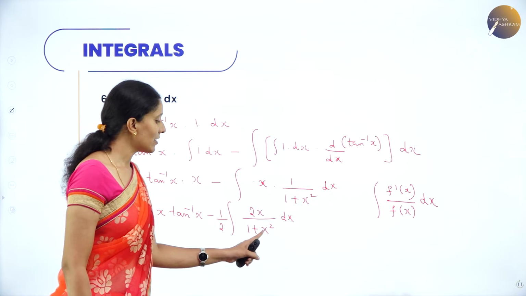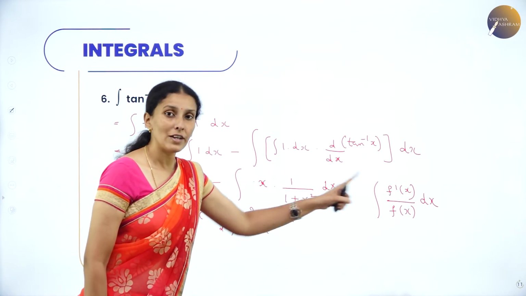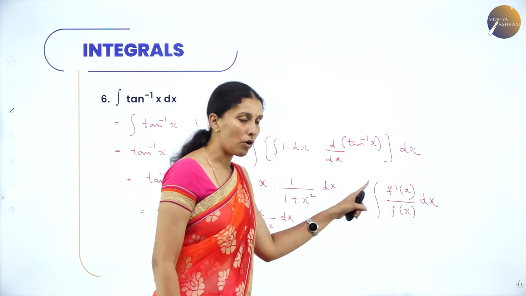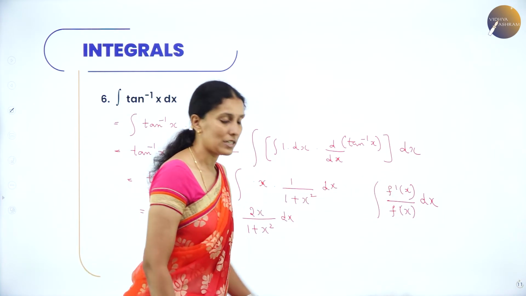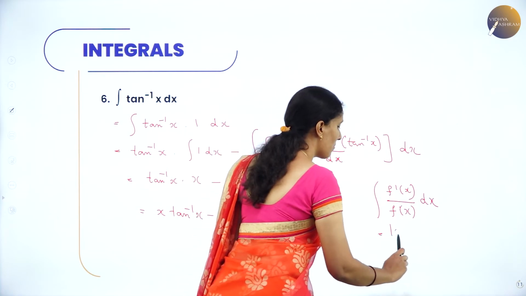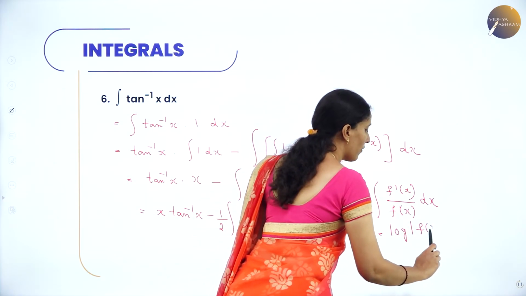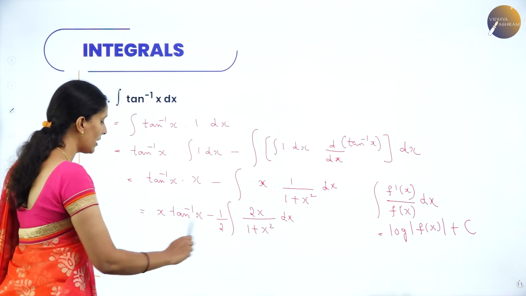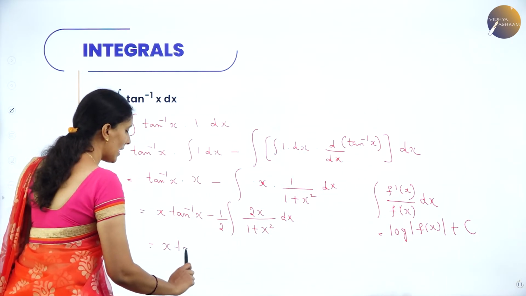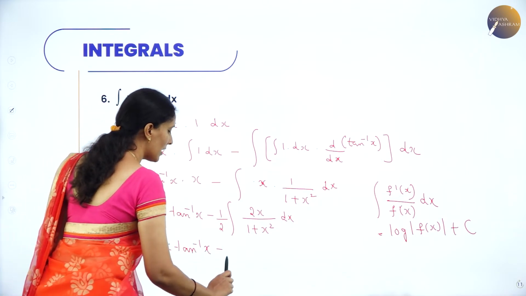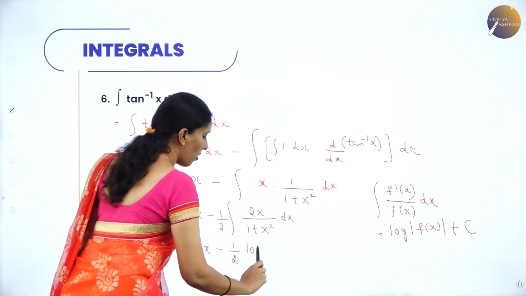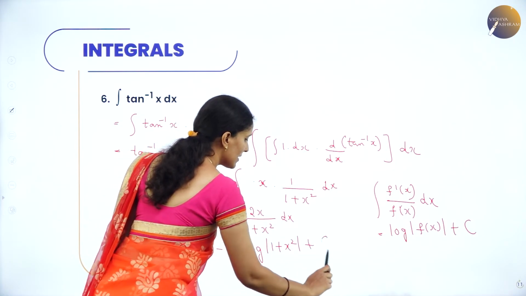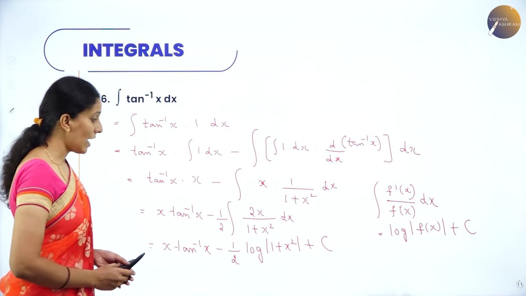See, if f of x is 1 plus x square, what is f dash of x? What is the derivative? It is 2x dx. So this is of the standard form, f dash of x by f of x dx. How can this be written? This can be written as log of f of x plus constant, which is the standard form we have learned, and hence this can be written as x tan inverse x minus 1 by 2 log of modulus 1 plus x square plus c. So this is the answer.